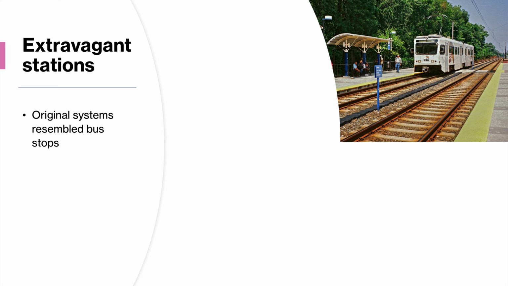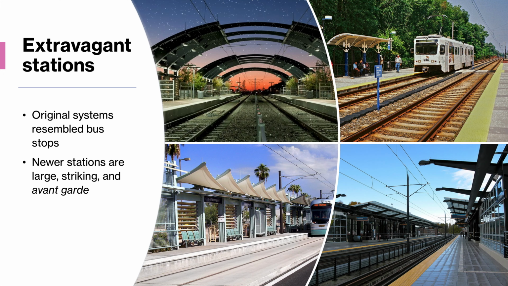Light rail also is known for its extravagant stations. Original and older light rail system stations usually resembled bus stops, like you can see here in Baltimore, but newer stations are usually much larger and more avant-garde and striking, like you can see here in Seattle, Phoenix, and Dallas. And the idea behind this is actually sound.